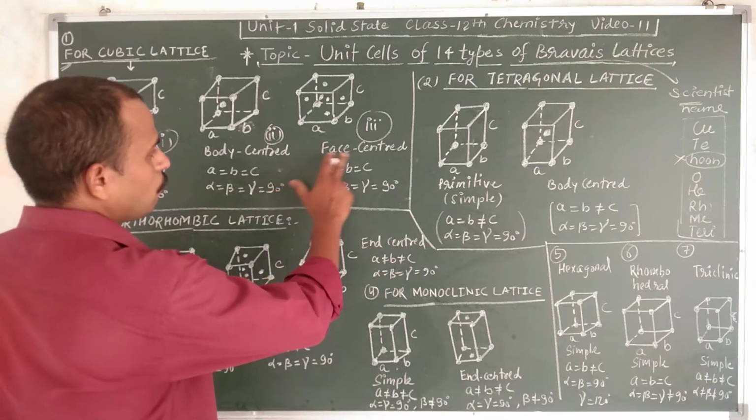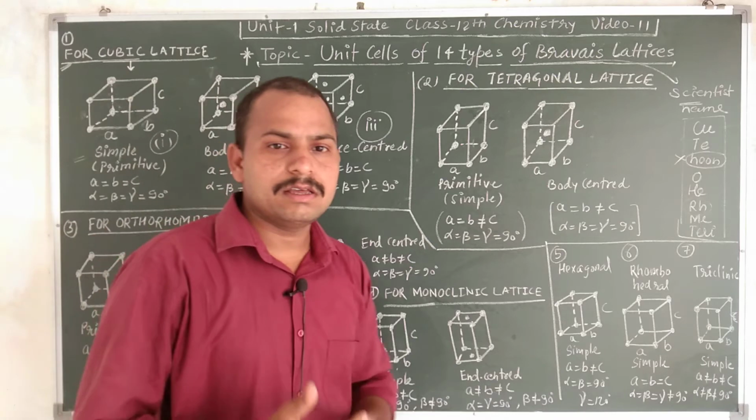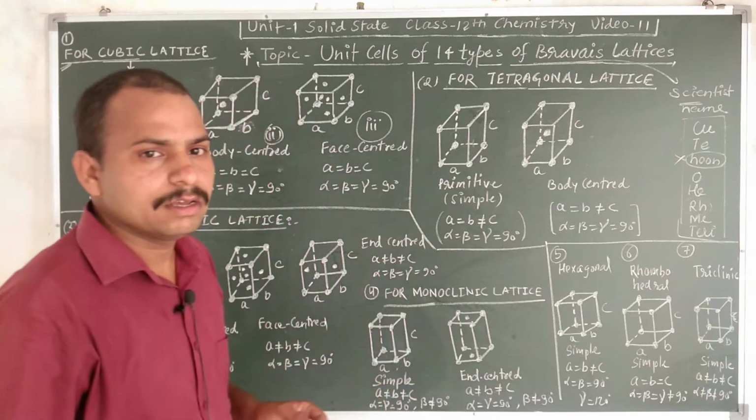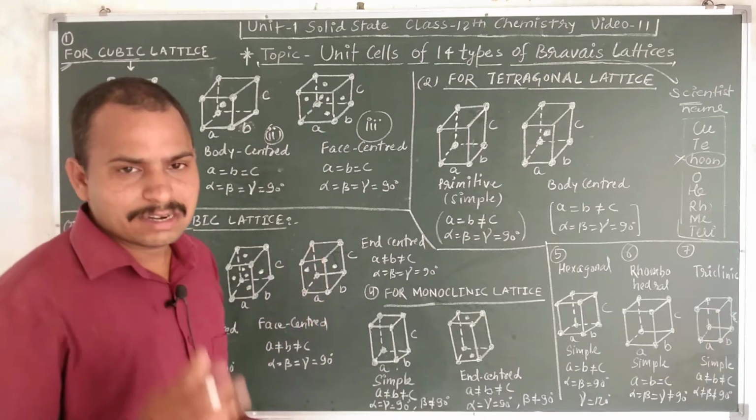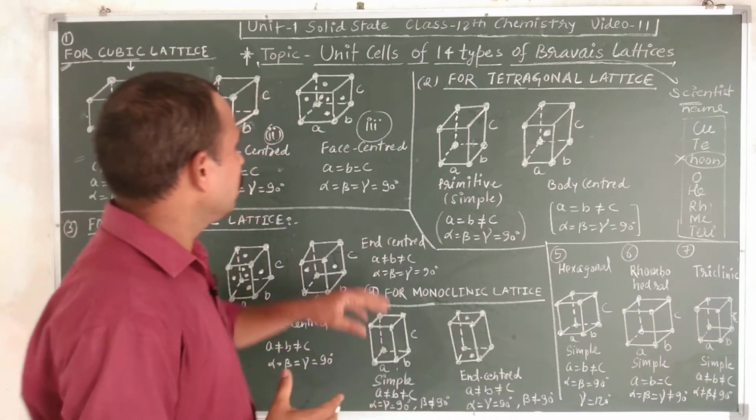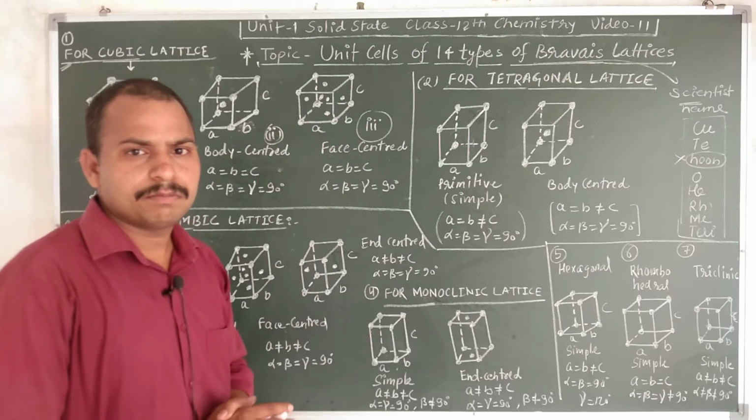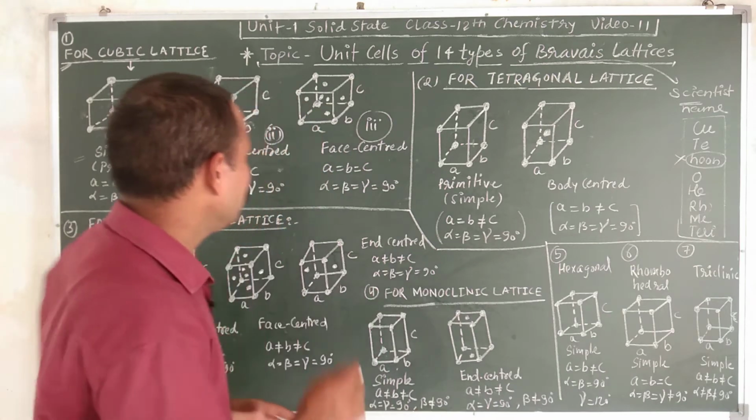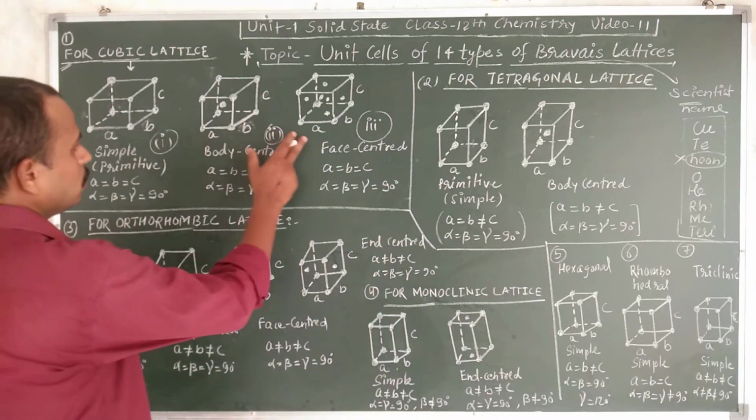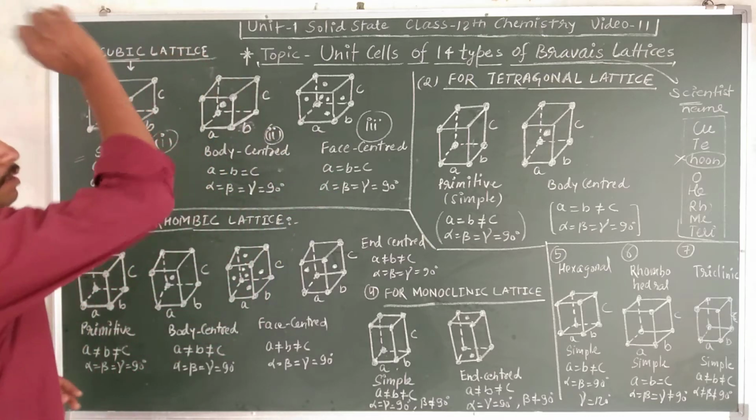Third variation is face centered. Face centered is that unit cell in which constituent particles of the unit cell of crystalline solids are present at corners as well as at faces. On the faces also particles will be present. There are 3 variations: 1, 2, 3. So there are three primary lattices under cubic lattice.